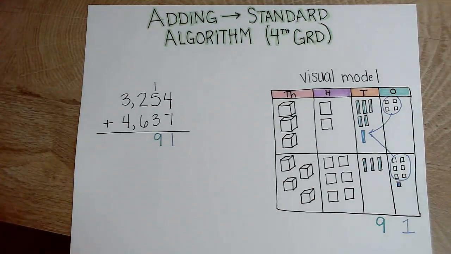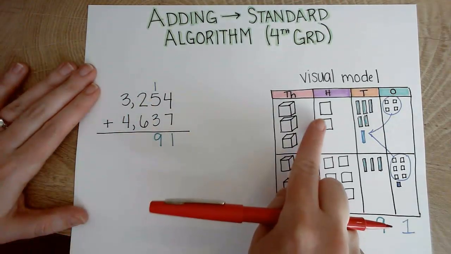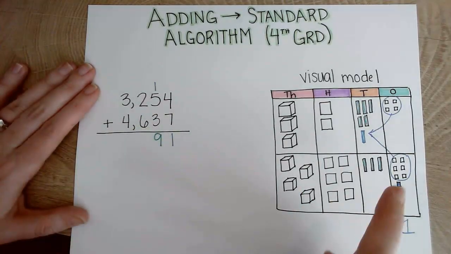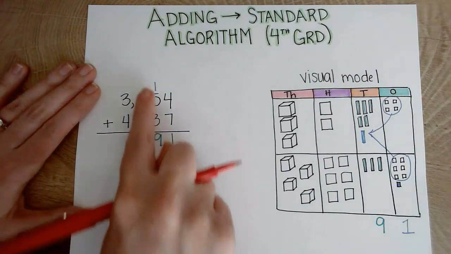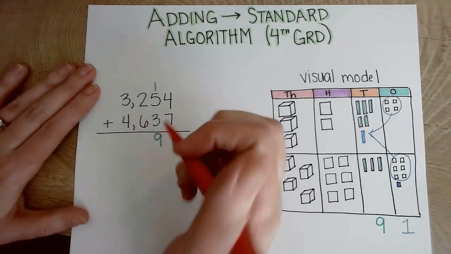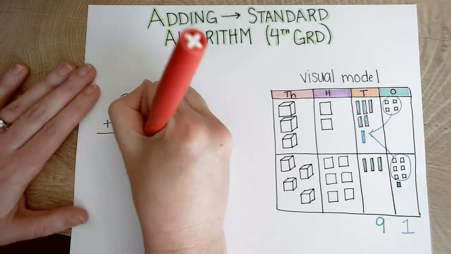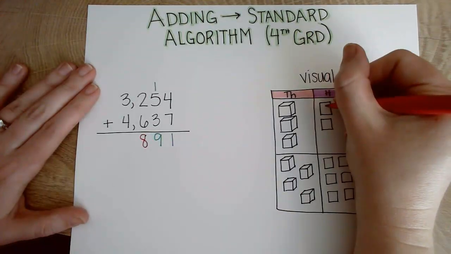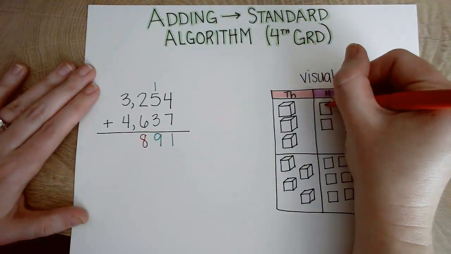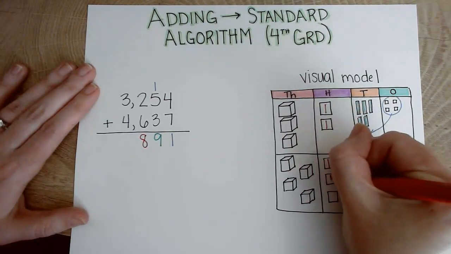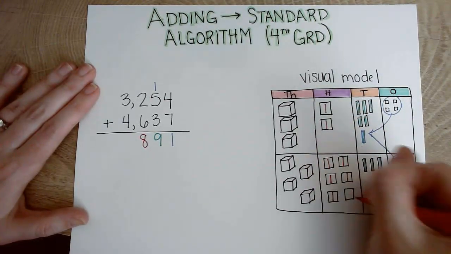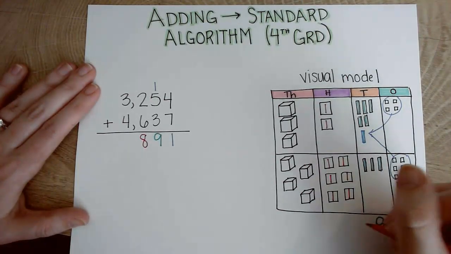Moving on to the hundreds, we have 200 up top, represented here, 600 in our bottom number, represented here. 2 plus 6, I did not have anything regrouped here, so I just do 2 plus 6 is 8, and I can see this as 100, 200, 300, 400, 500, 600, 700, and 800.